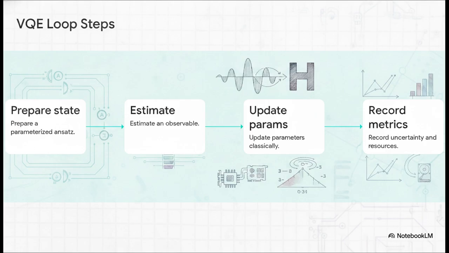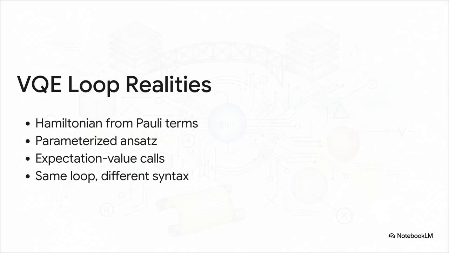Think of this as setting up a heterogeneous CPU and GPU kernel, but here, the quantum processing unit estimates energy expectation values while your classical computer updates the parameters until convergence. Whether you're using Qiskit, PennyLane, Braket, or CUDA-Q, this conceptual loop dictates your choices. You absolutely need a Hamiltonian made from Pauli terms, a parameterized ansatz built with rotations and entangling gates, and expectation value calls instead of just raw bit strings. The syntax might vary, but the rigorous statistical constraints of this hybrid loop remain universally the same.